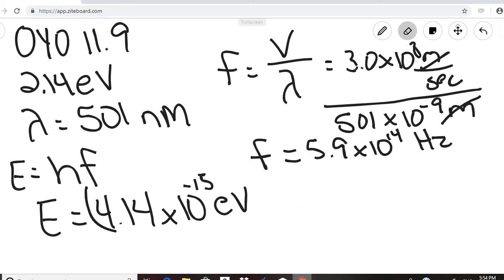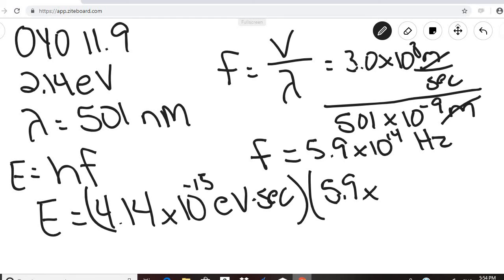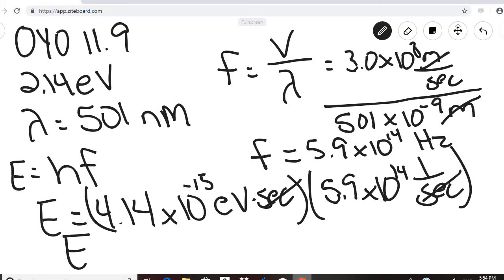Let's go ahead and put that in there. Electron volts times seconds, and then we'll multiply that times 5.9 times 10 to the 14, 1 per second. So the seconds are going to cancel, and E will be equal to 2.5 electron volts.